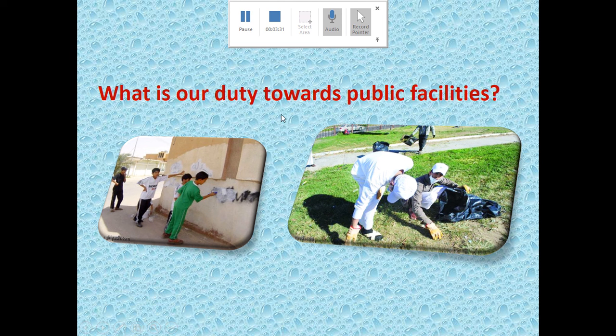What is our duty towards the public facilities? If I found some graffiti on the walls, what should I do? If I found the park is unclean, am I responsible? Is it my responsibility? Do I need to do something? Or if I have been using those facilities, am I supposed to do something? Can I go to the park and leave it unclean behind me? Or is it okay to draw on the walls and get some fun, pleasure or entertainment?